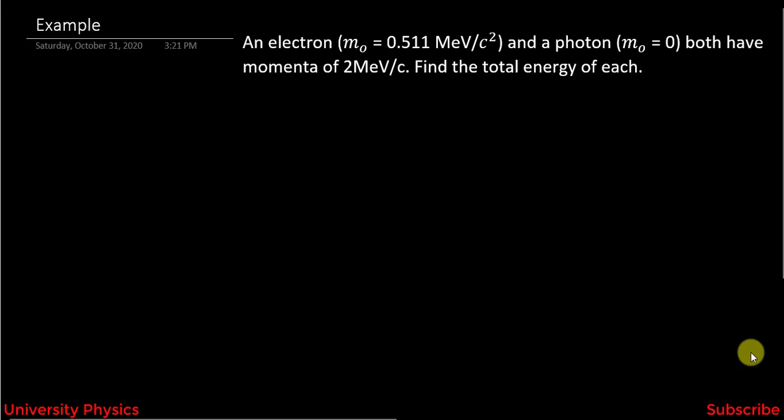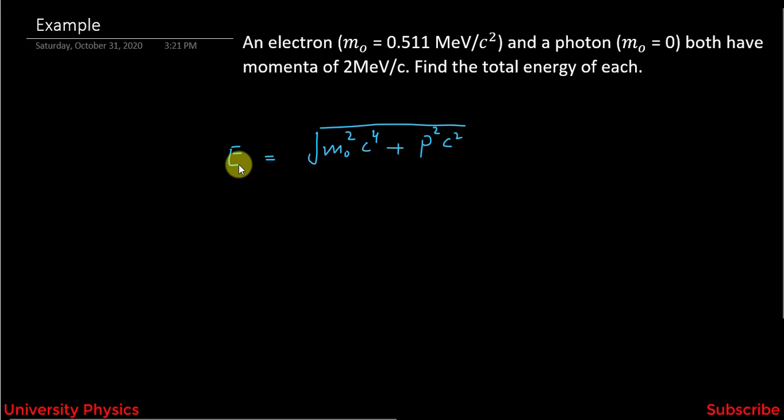Friends, in the previous lecture we discussed the relation between the total energy, rest energy and momentum, which was equal to E = under root of m naught square c4 plus p square c square. This equation we have discussed in the previous lecture. In today's lecture, we are going to discuss an example related to this equation.